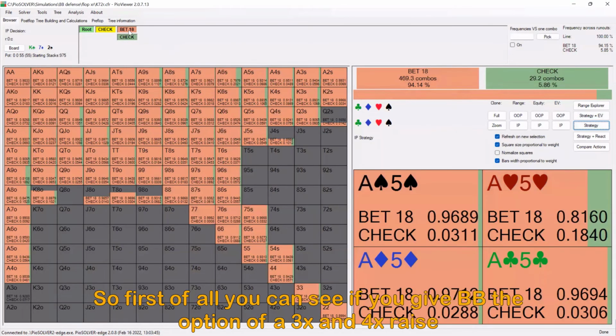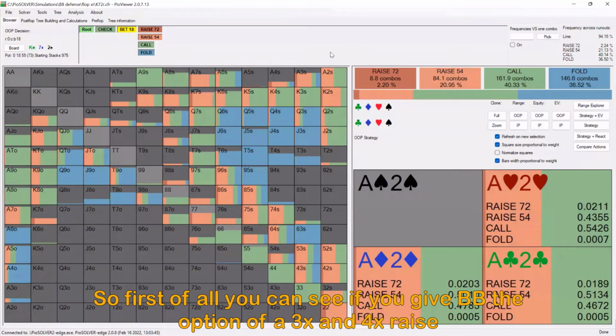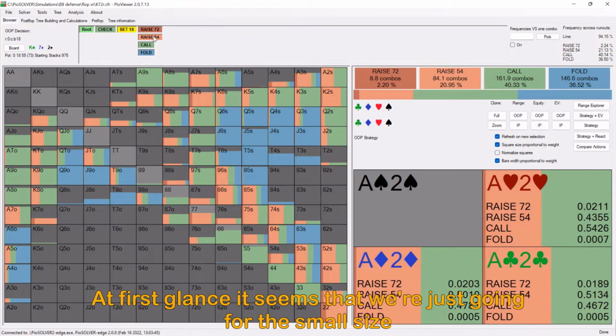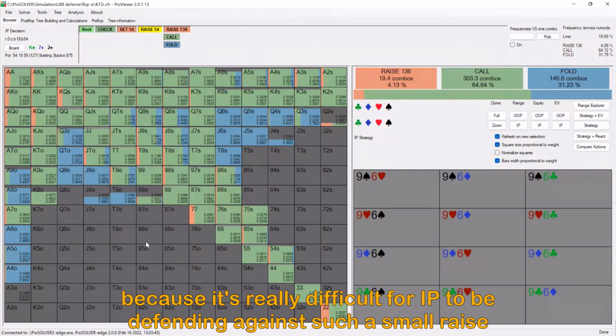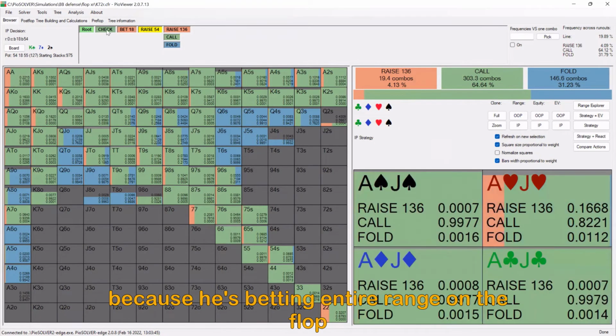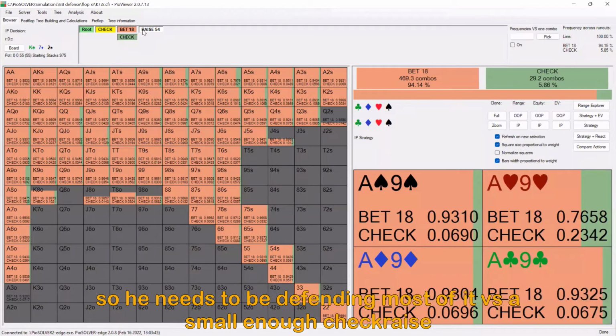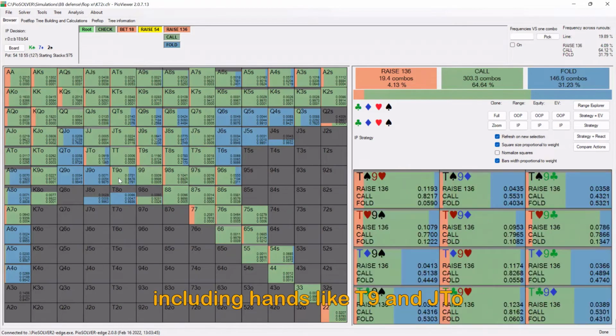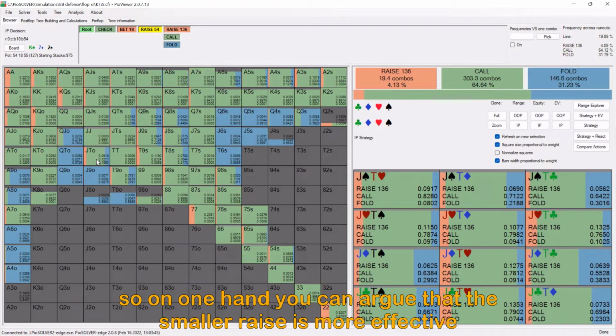Okay, so first of all, you can see if you give big blind the option of a 3x and a 4x raise, it always chooses the smaller size. And again, at first glance it seems that we're just going for the small size because it's really difficult for the in position player to defend against such a small raise, because he's betting his entire range from the flop. So he needs to defend most of it versus a small enough check raise, including hands like 10-9 and Jack-10 offsuit. So on one hand, you can argue that the smaller raise is more effective.